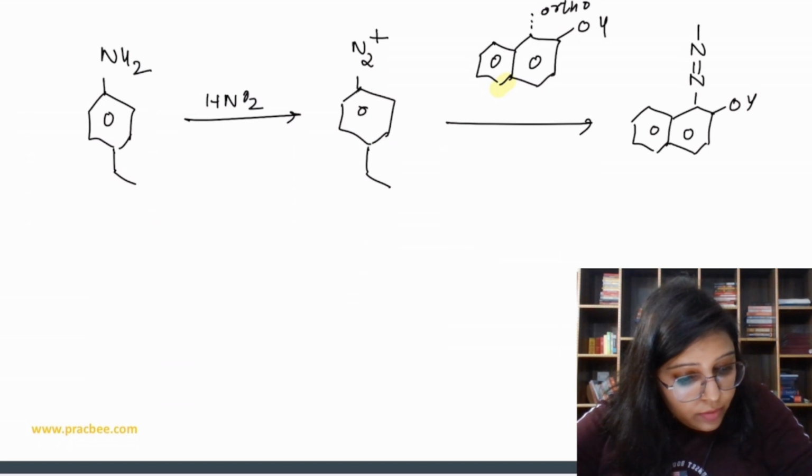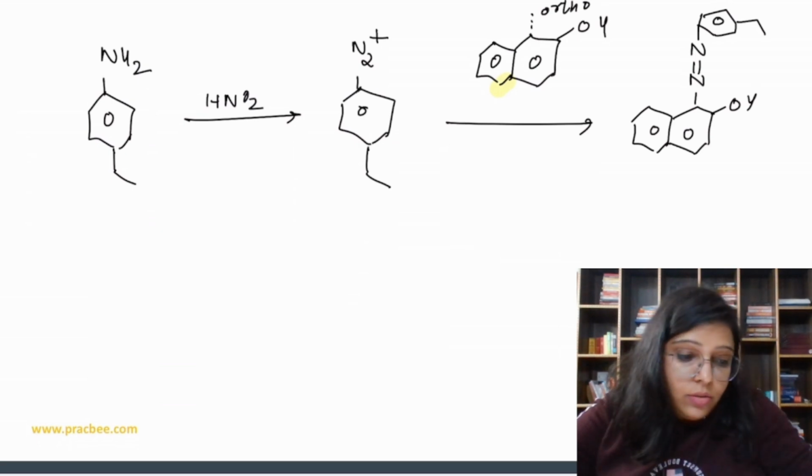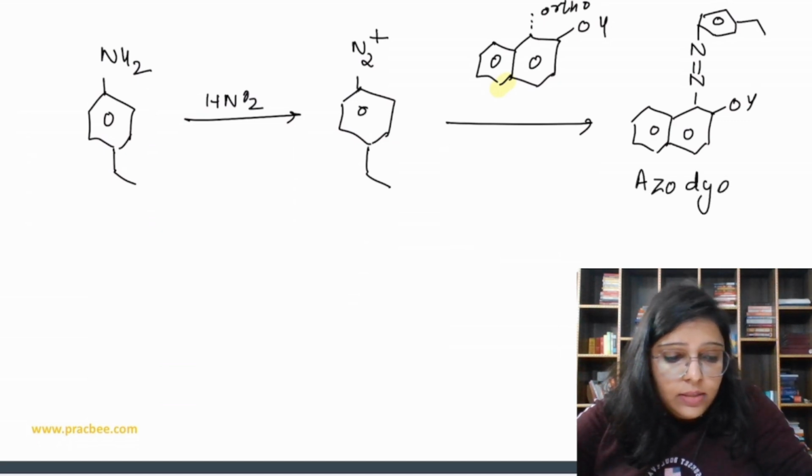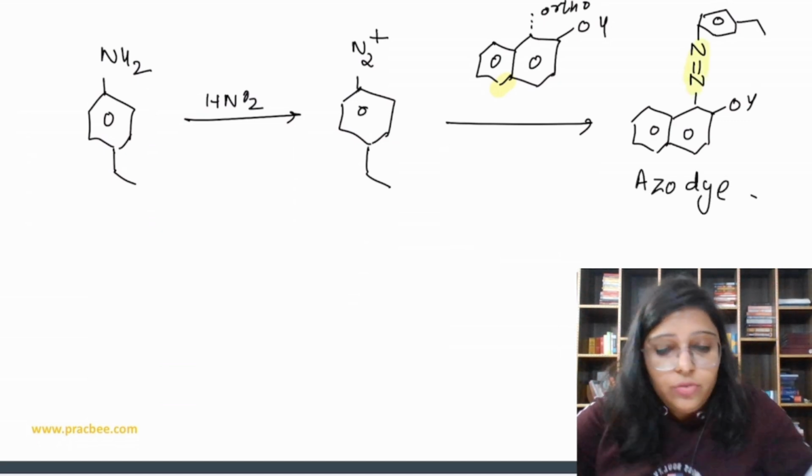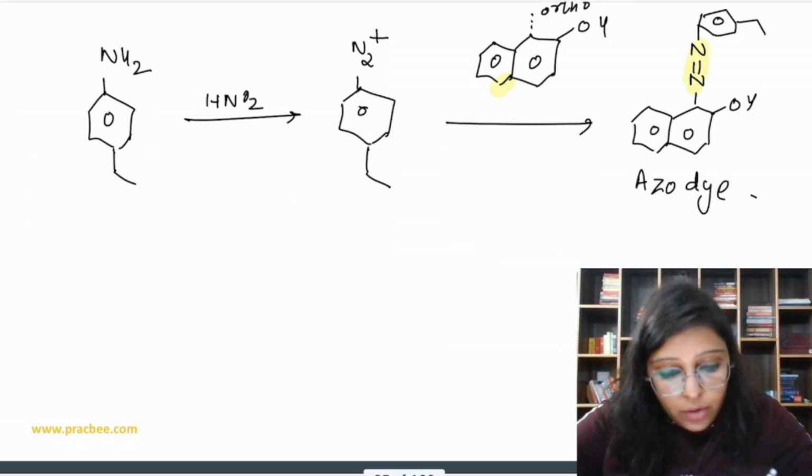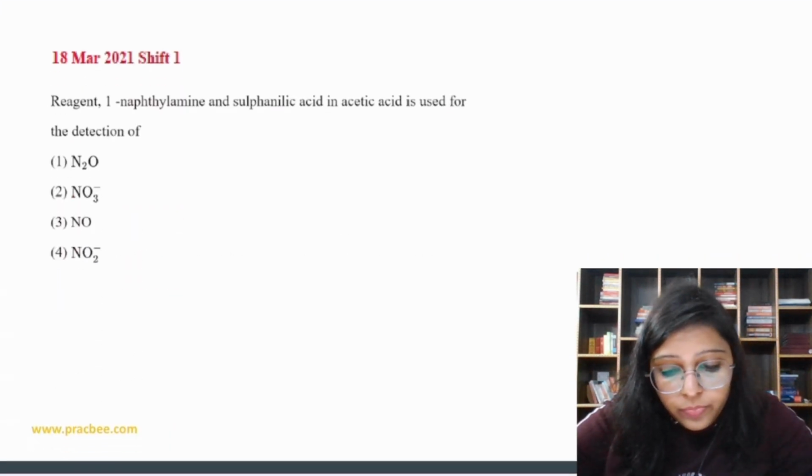Then we have this. Okay. So this reaction, we can get the dye after the coupling reaction, so we get an azo dye. This is an azo dye. Why? Because we have the nitrogen double bond. Clear? Now, let's do the next question.